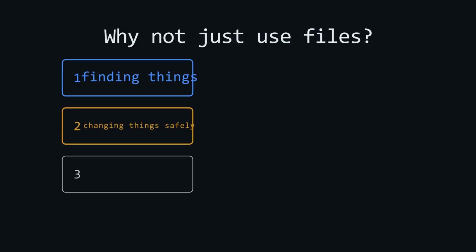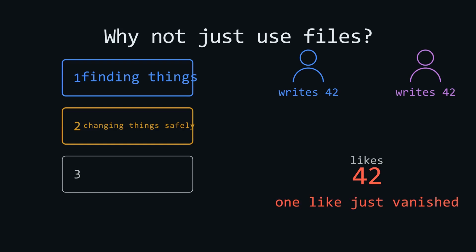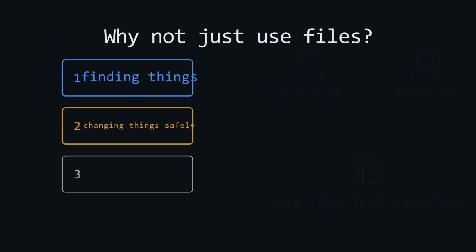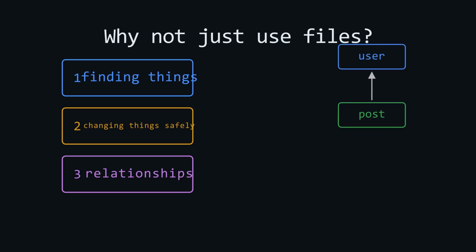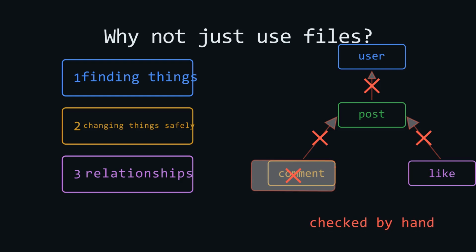Second, changing things safely. If 2 people like the same photo at the same instant, both read 41 likes. Both write 42. One like just vanished. Third, relationships. A post belongs to a user. A comment belongs to a post. A like belongs to both. Files don't know about any of that. You'd be tracking it all by hand.